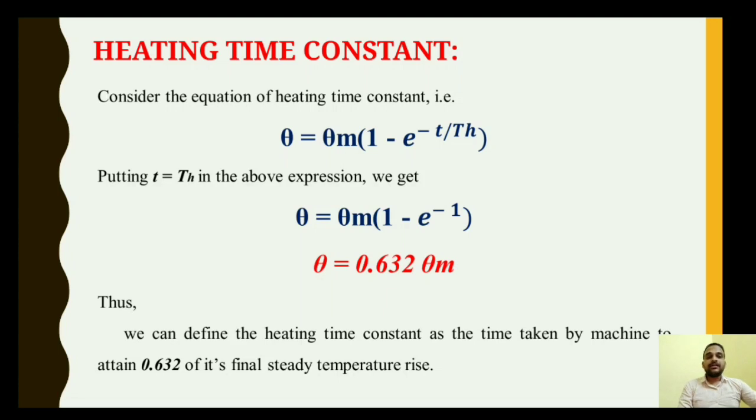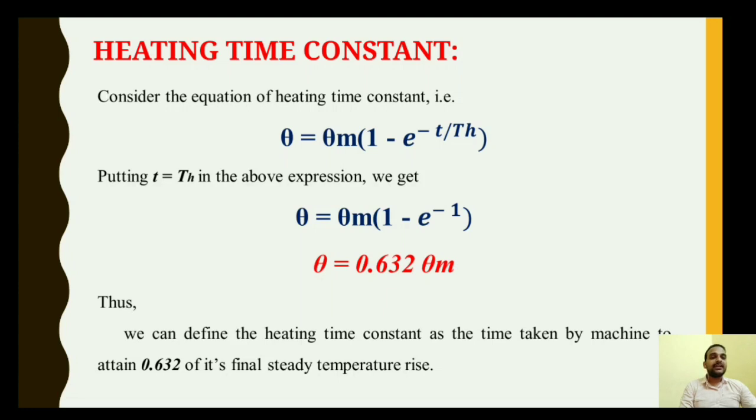What we have done here is consider the relation of temperature rise of a machine when it is heating, theta equals theta m (1 minus e to the power minus t upon th). For considering the overall constant, we put t equals th, that is, the variable quantity t should equal the constant quantity th. Why is th constant? Because the weight of the machine is constant, the surface area is constant, the specific heat for the particular material is constant, and the emissivity depends on the surface area, so that is also constant.